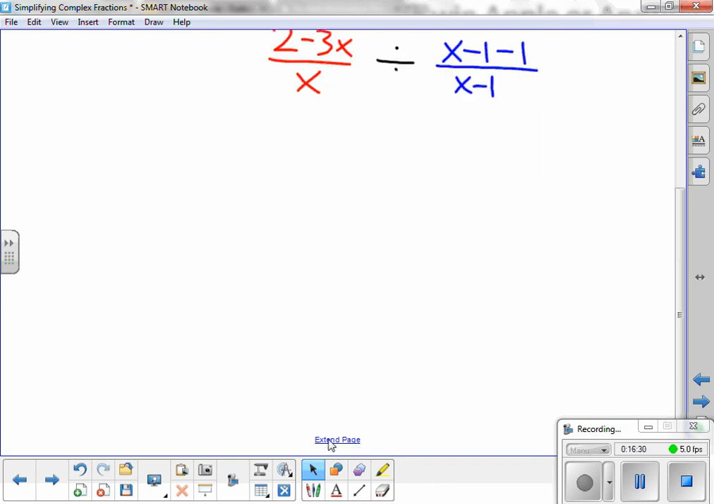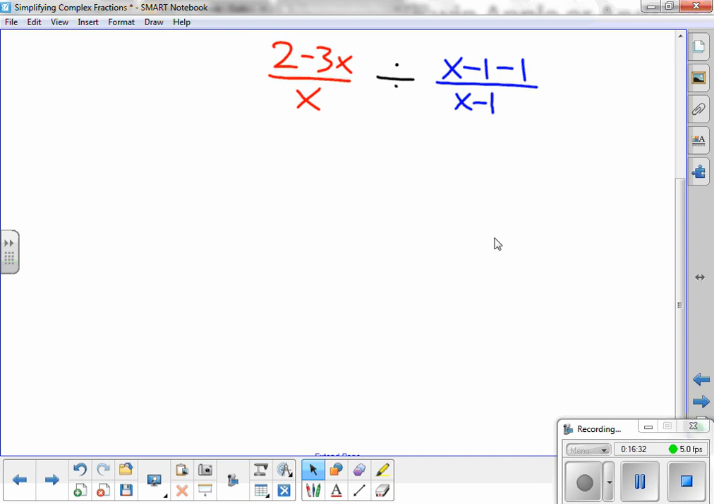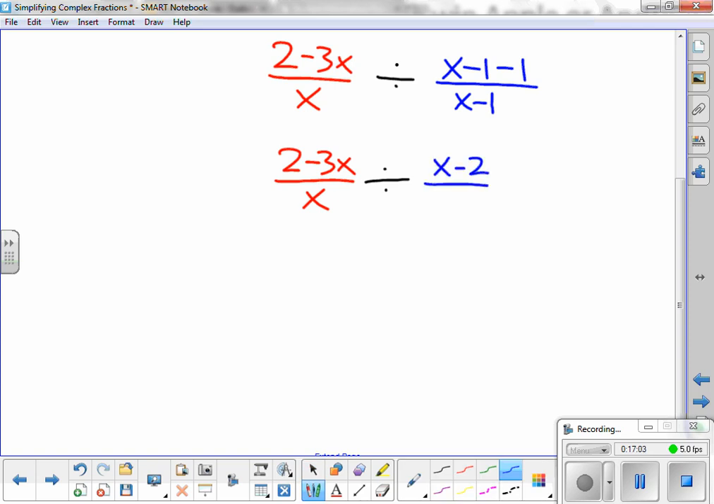So let's go ahead and clean this up a little bit. Now, let's see here. So on the red side, you could leave it like that. Let's see what happens. So 2 minus the 3x divided by x. This is taking me a while. I gotta keep switching colors. X minus 1 minus 1 is an x minus 2 over x minus 1.